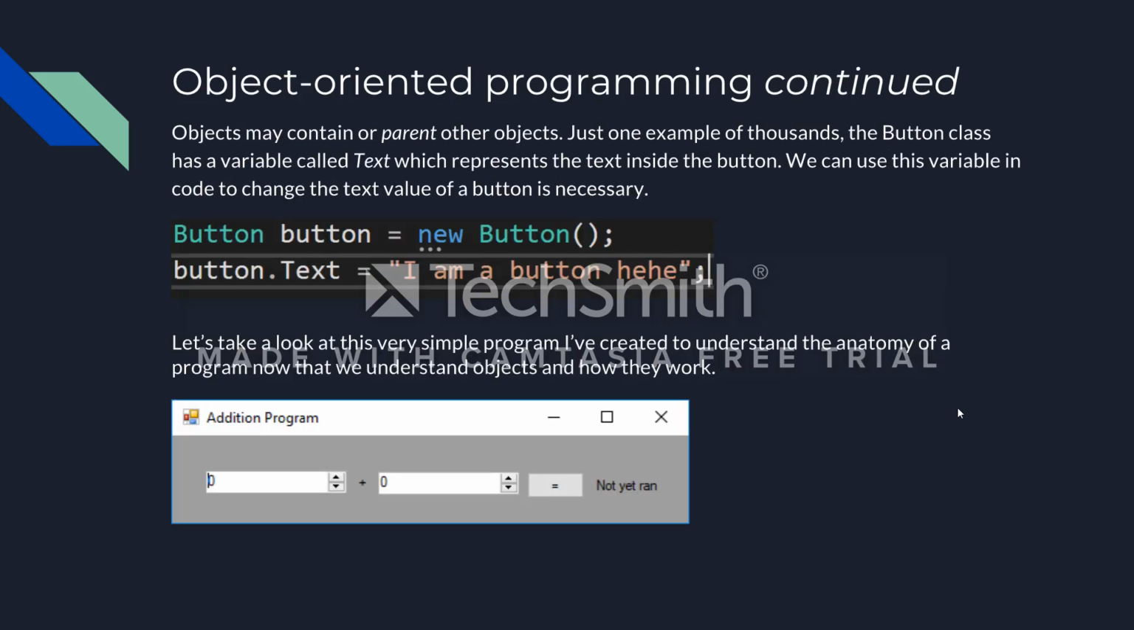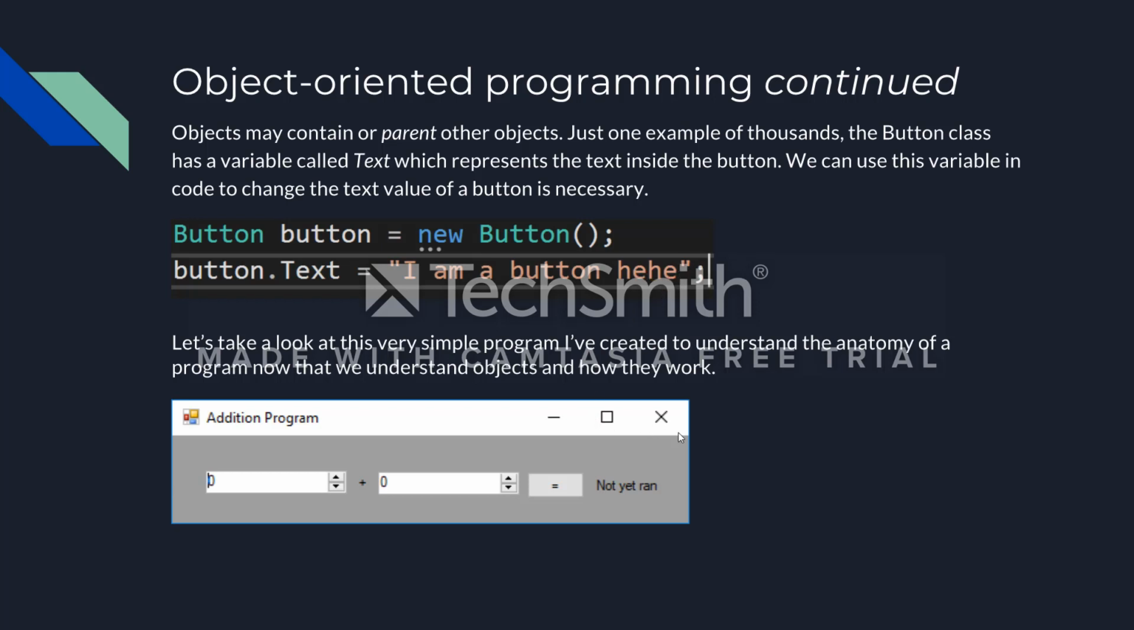Objects will be able to contain other objects that we can use throughout the program, like I said before. So if I wanted to change the text inside of this button, I could just reference the text variable that we have inside of the button class that is already built into C#, written by some really smart person who wrote all these libraries that we have for C#. So the second line of code would change the text inside of the button to "I am a button, hee hee," whenever I needed it to change to that.